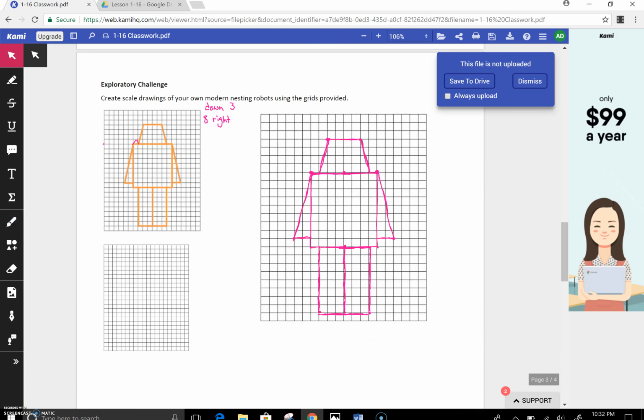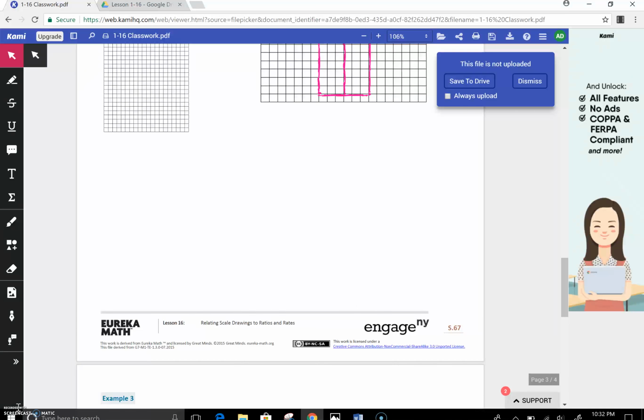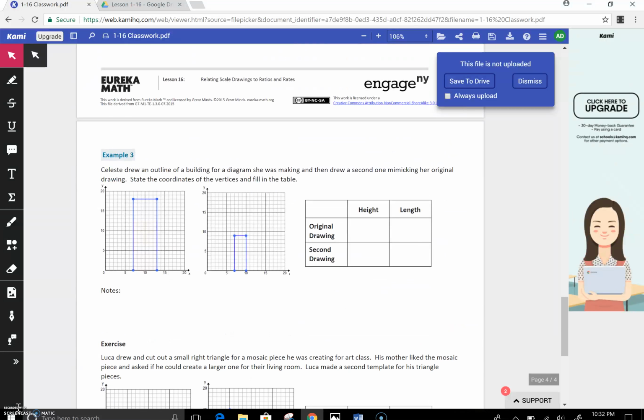Alright, so if you completed your robot correctly, it should look exactly the same as the orange one, except an enlargement. So compare it to mine, and it should match up pretty good. You're going to do your reduction one as well, but I have 2 minutes of recording time left, so we're going to make sure to take a quick look at example number 3. So go ahead and read it. And we're going to take a look.